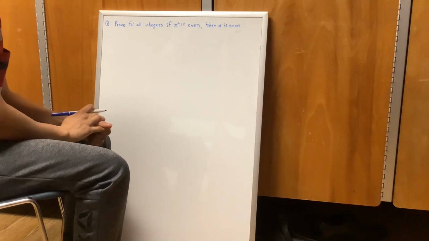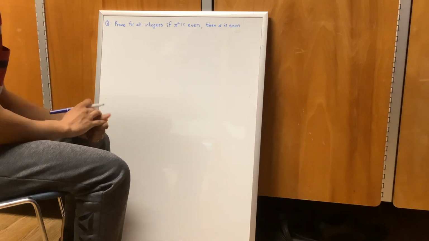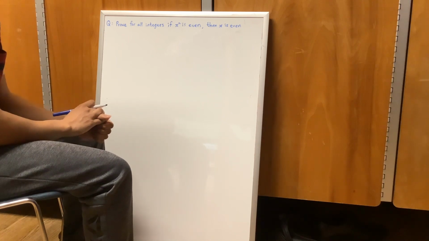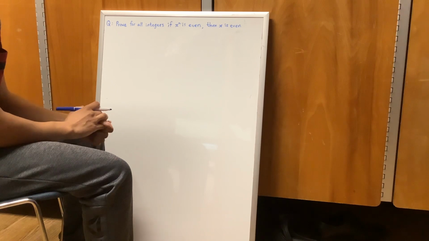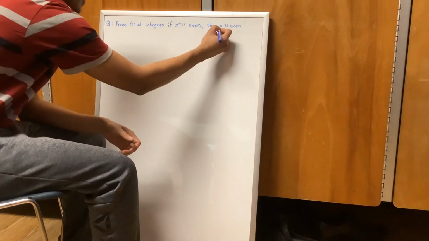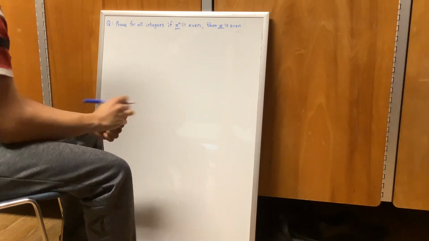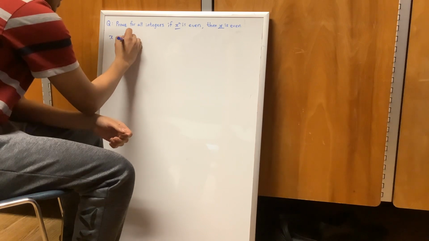So in this video, I'll be covering an example of a proof by contraposition. And so here's the example question, and it is: prove for all integers, if x squared is even, then x is even. And in this case, it's easier for us to say something about x than it is x squared, because we know that even integers can be written in the form of 2k, where k is an integer.